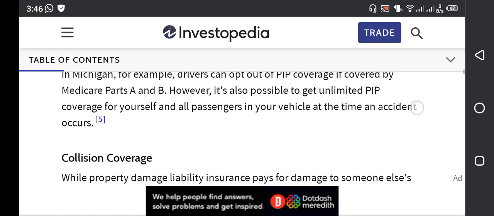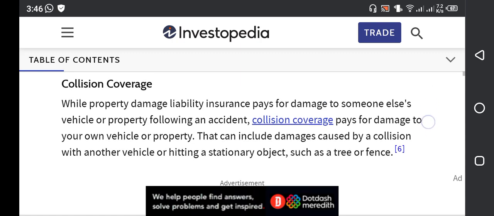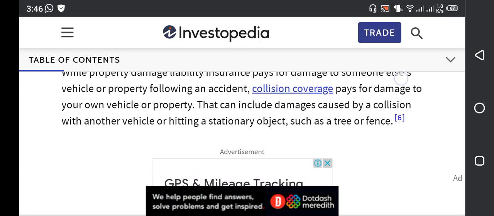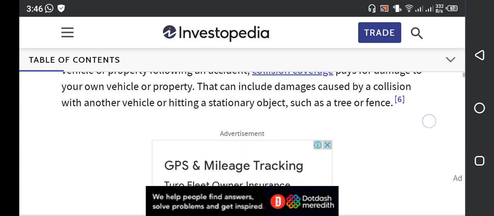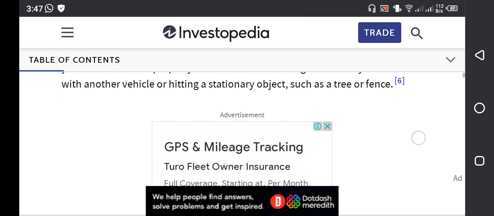Collision coverage. At the time an accident occurs, while property damage liability insurance pays for damage to someone else's vehicle or property following an accident, collision coverage pays for damage to your own vehicle or property. That can include damage caused by a collision with another vehicle or hitting a stationary object such as a tree or fence.